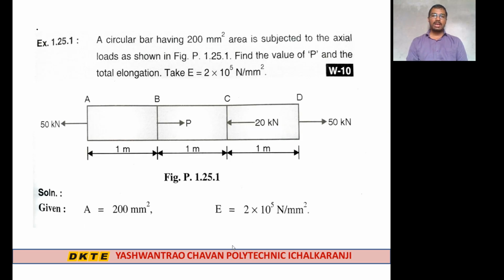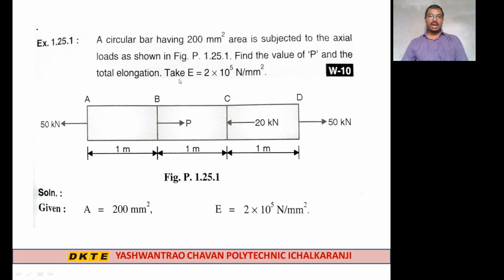Problems are very simple. These are similar to the basic problems we discussed in the last lecture. The only difference is we have to do the total change in length, the summation of all these, and the loads are different at every section. A circular bar having 200 mm square area is subjected to axial loads as shown in the figure.